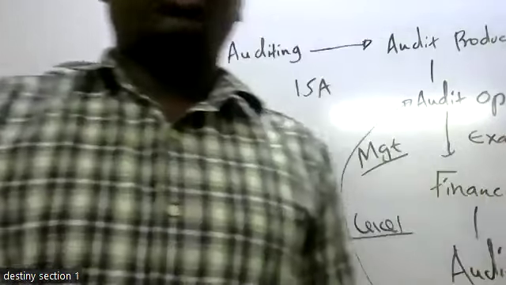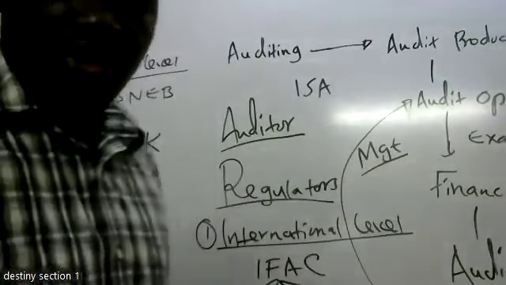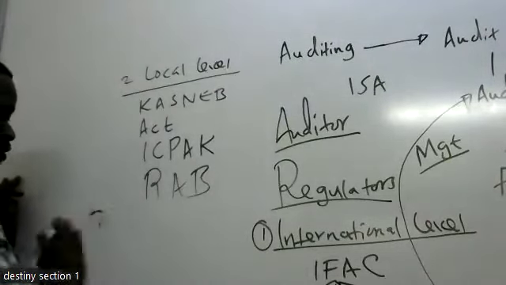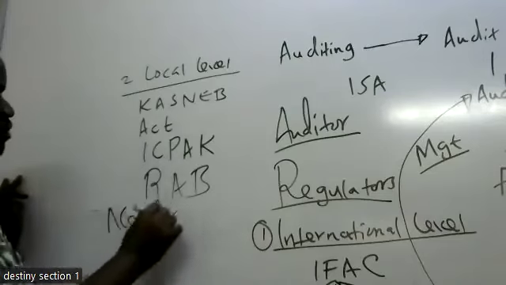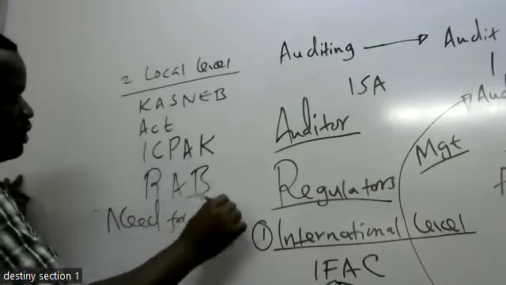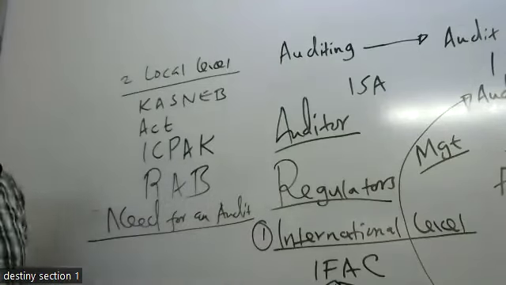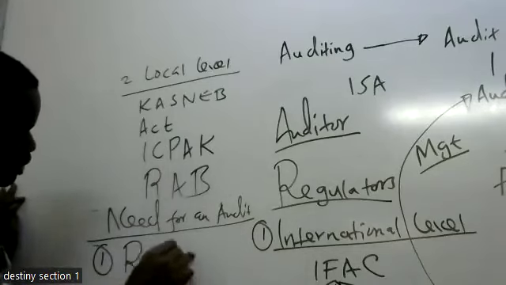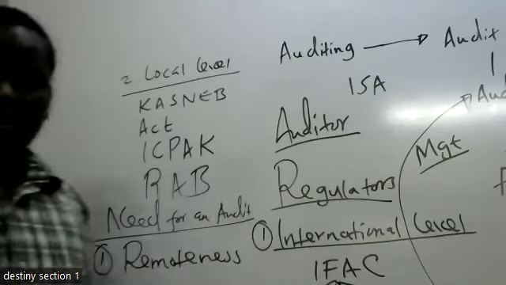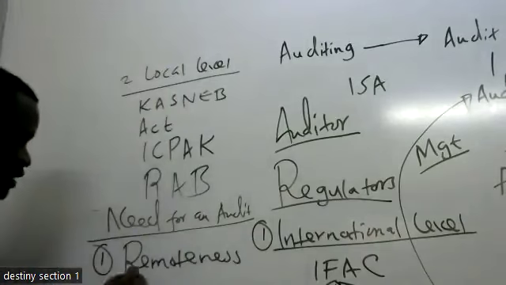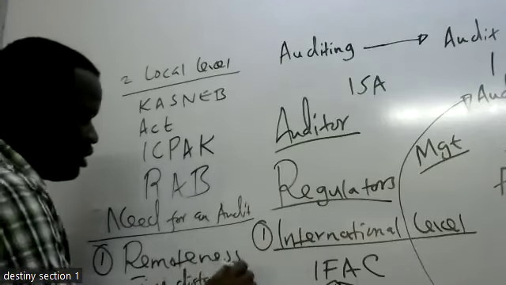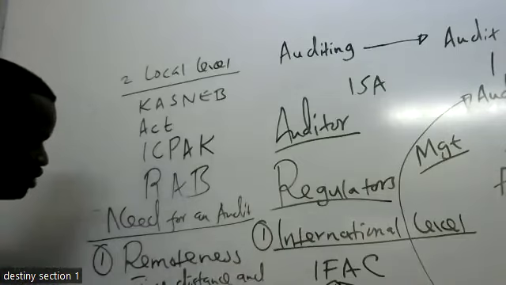But there are general reasons why an audit can be very vital. An audit can be very vital for any business. So there are three reasons. So one of the reasons for the need for an audit, we have about three valid reasons. So one is because of what you call remoteness. So remoteness is normally determined based on distance and expertise.